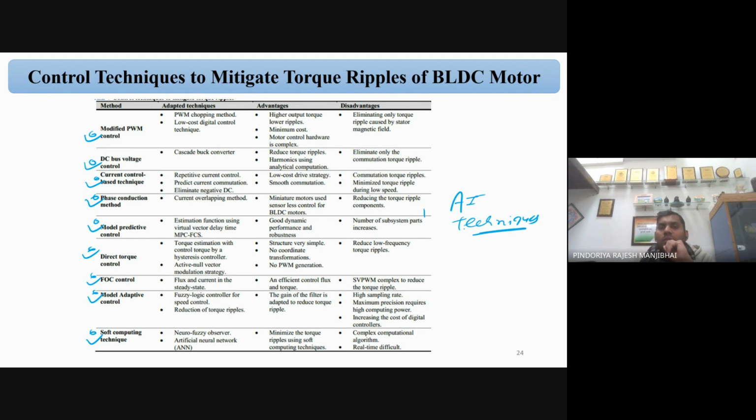Suppose somebody wants to do research on torque ripple reduction for any type of motor, maybe the BLDC, induction motor, PMSM, or SRM. Please go through this table. There are advantages and disadvantages for each and every method, but I am not going to discuss these methods in this class because this is part of the syllabus, but not a detailed analysis of the syllabus. But I am giving this table here for your information, in case somebody wants to do research on this.